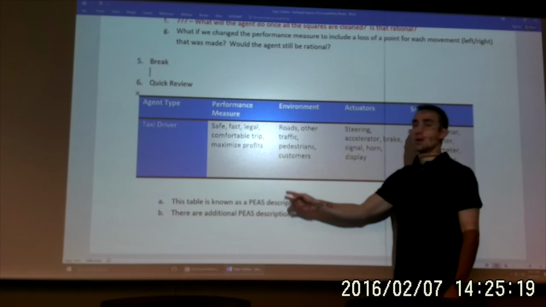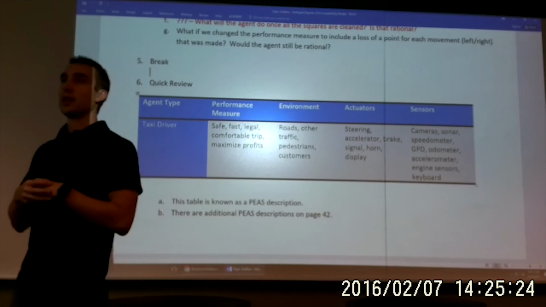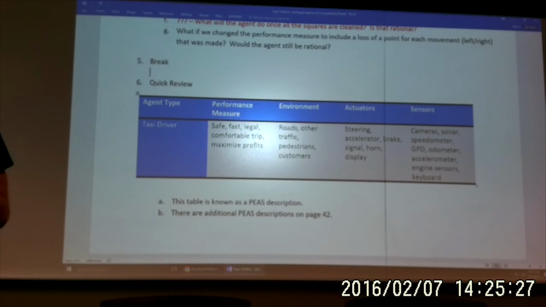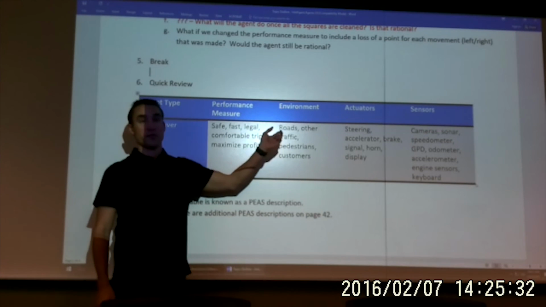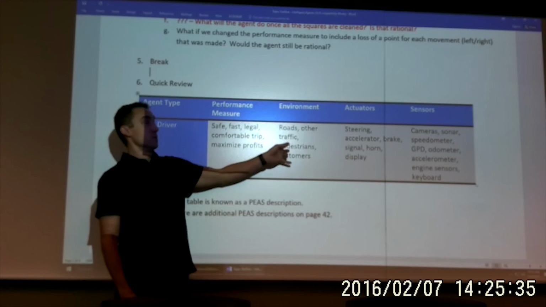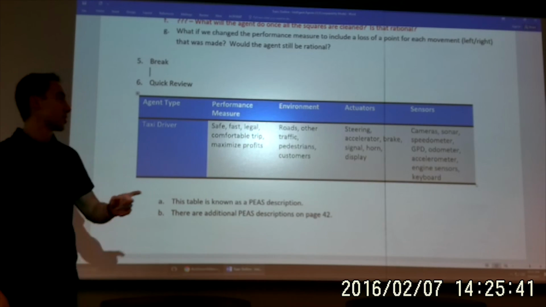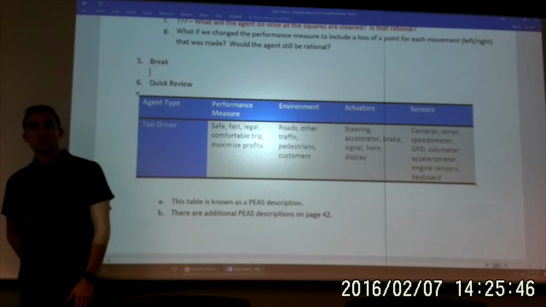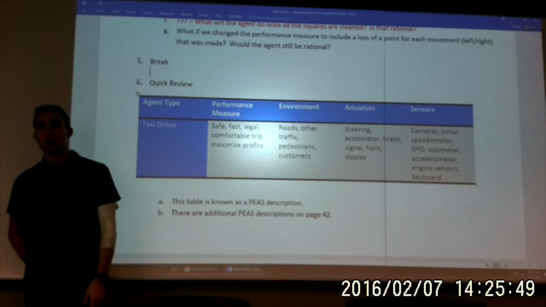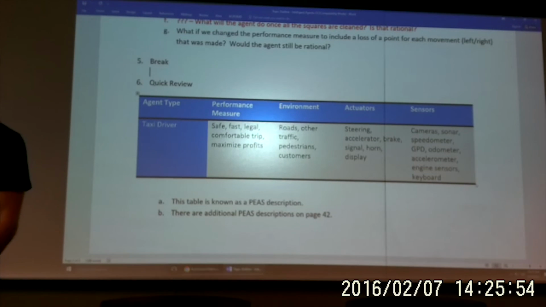Now, after that, we need to look at the environment. The environment is the place where the agent is going to receive a lot of its information. Everything's going to happen in the environment. There are roads, other traffic, so other cars, maybe even pedestrians. Probably a good idea to know where the pedestrians are. Goes along with the whole safe, legal. And the customers. Again, we could probably come up with some more aspects of the environment. Traffic lights would probably be a good thing that we'd want to consider. Road signs.